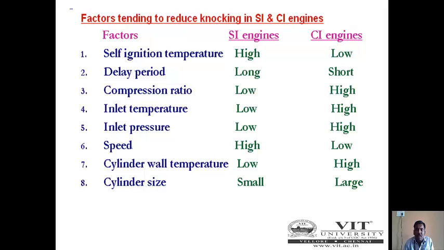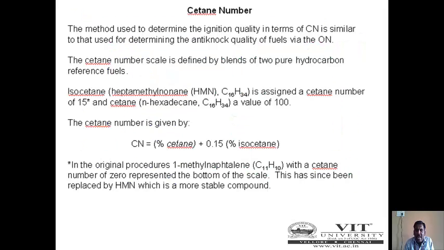Then speed. The SI engine must be designed for higher speed, whereas the diesel engine should be designed for lower speed. Cylinder wall temperature should be low for petrol engine to avoid knocking difficulties. For diesel engine it should be higher. The cylinder size must be smaller for petrol engine. For diesel engine there is no limitation. We can use a larger cylinder diameter. And diesel fuels are rated by cetane number.